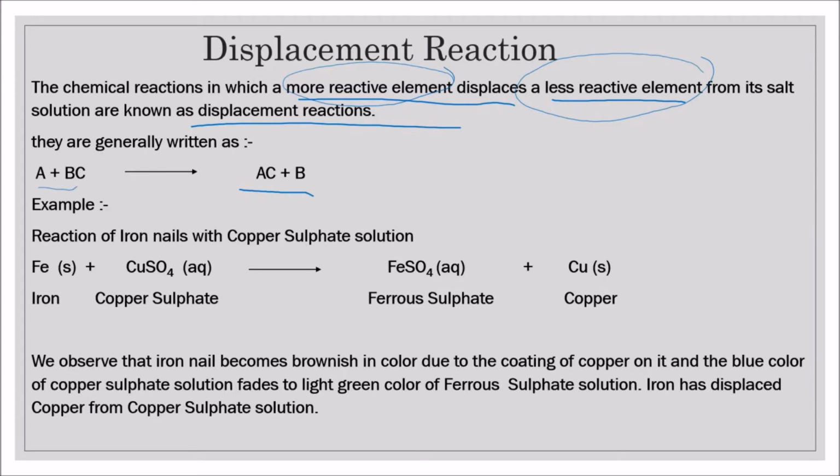If I keep some iron nails in a copper sulfate solution, iron, being more reactive than copper, will displace it from its solution and take its place. And we'll get ferrous sulfate, that's FeSO4, and copper. Iron nail will become brownish in color due to the coating of copper on it. And the blue color of copper sulfate solution will fade to the light green color of ferrous sulfate or iron sulfate solution. So here, iron, being more reactive, has displaced copper from copper sulfate solution.